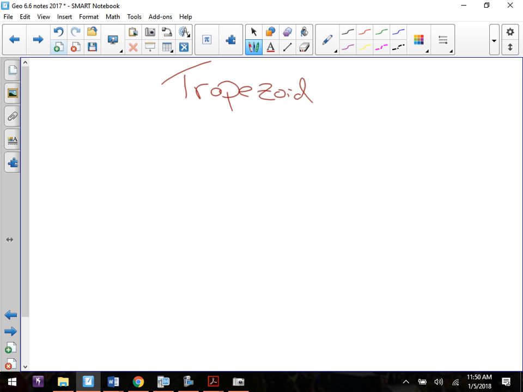A regular old boring trapezoid has one set of parallel sides. It only has one set of parallel sides. Those sides don't have to be congruent.